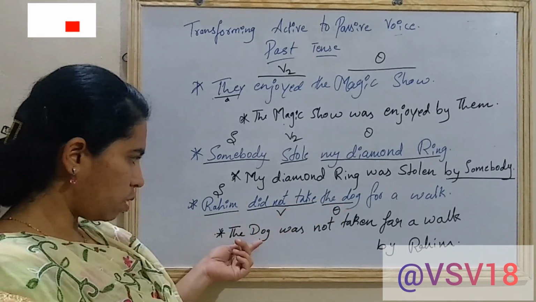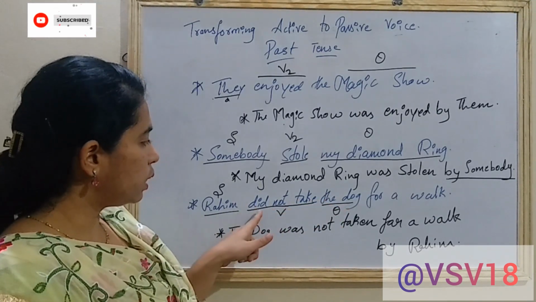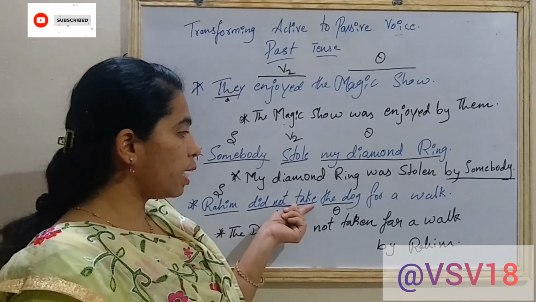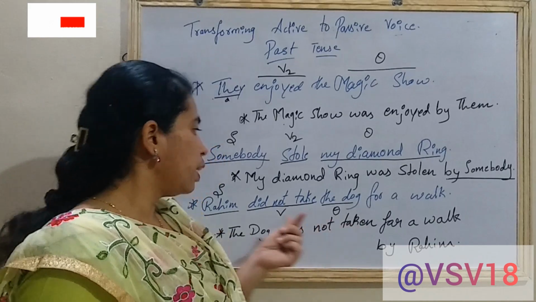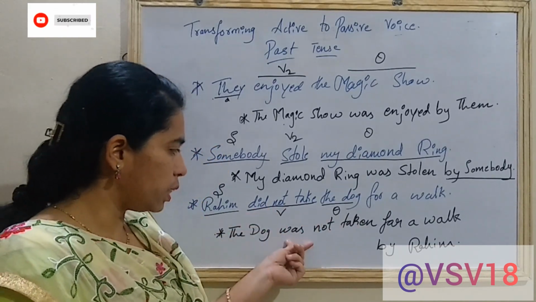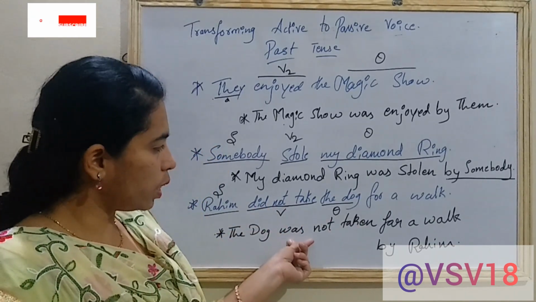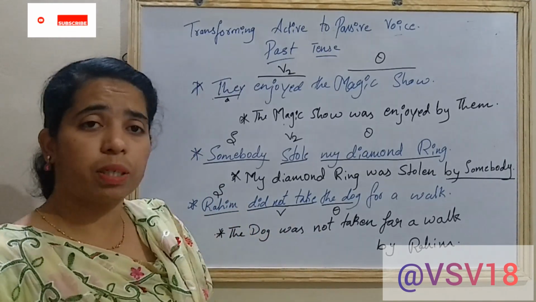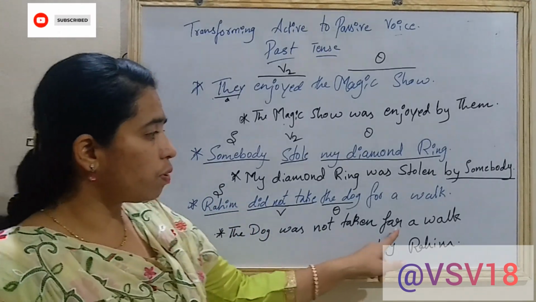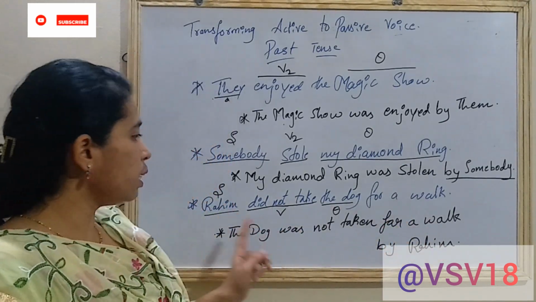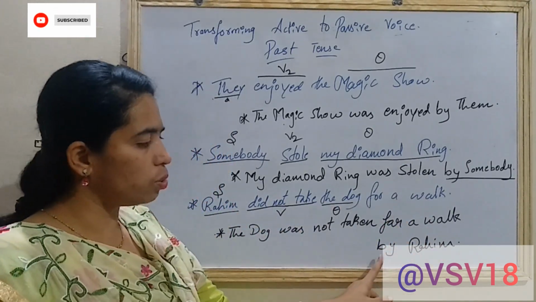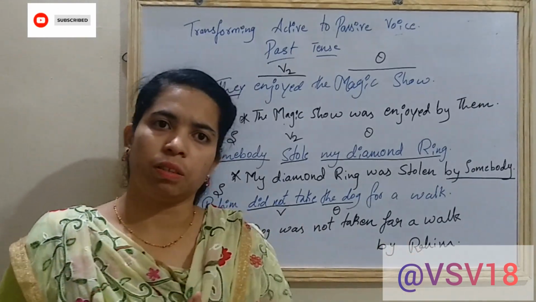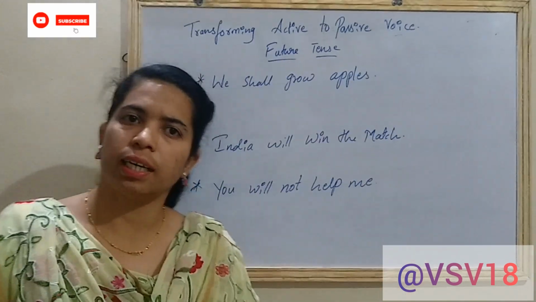The dog was, did not take, was not taken. Take is only changed into V3. Did not is replaced with was not. The tense of the statement didn't change. Meaning of the statement also didn't change. For a walk remains the same. And before object we used medium by, and subject changes to object. Clear? So let us continue.